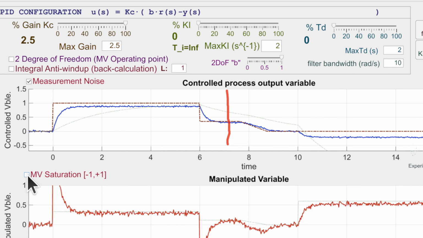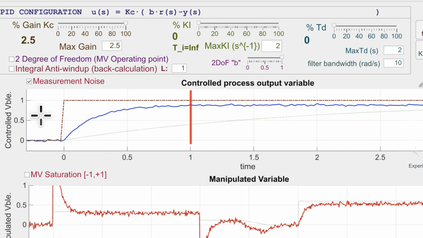Let me switch saturation off, sorry. Here we have the new plot, because linear system theory cannot account for saturation, because that's a nonlinearity. But okay, if we do not saturate, then everything happens in 1 second as theory predicts.